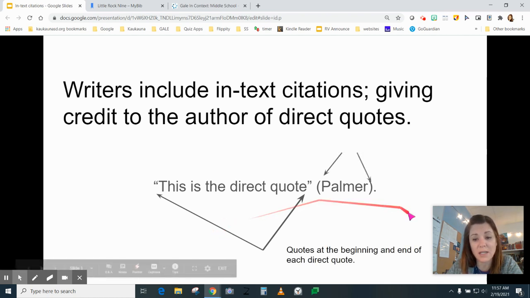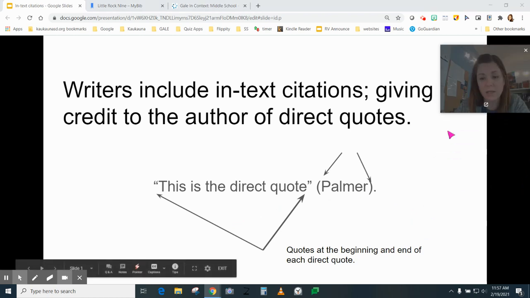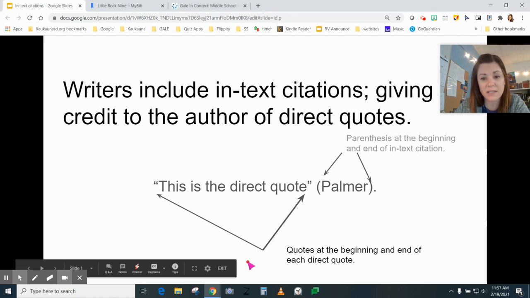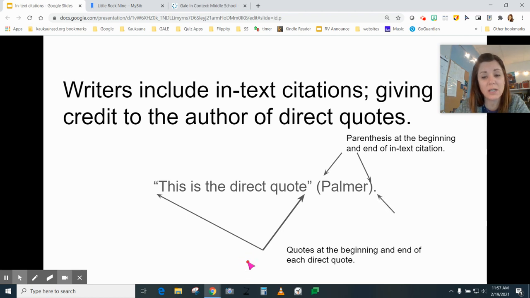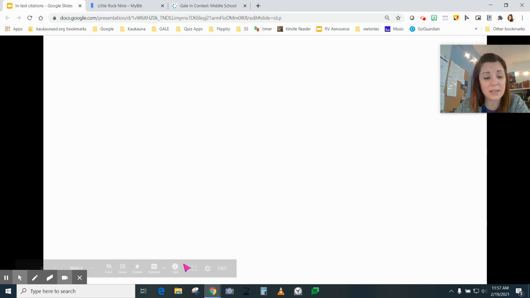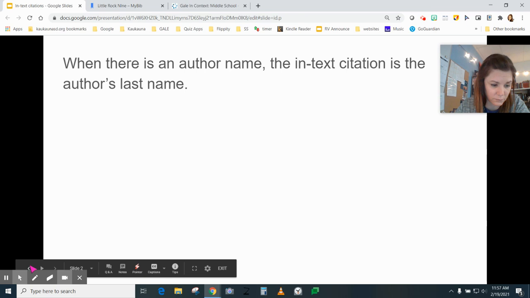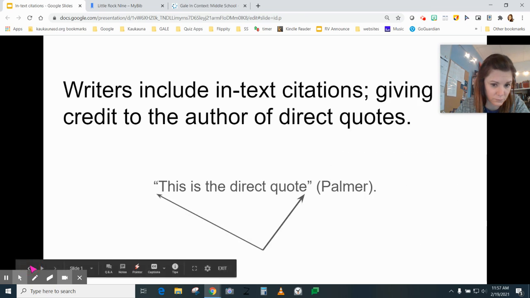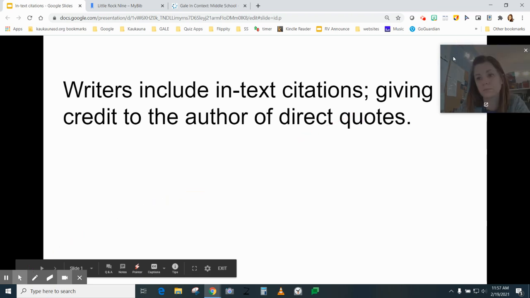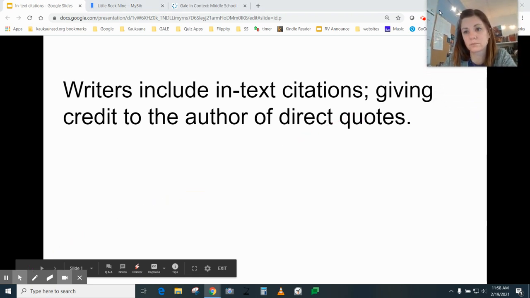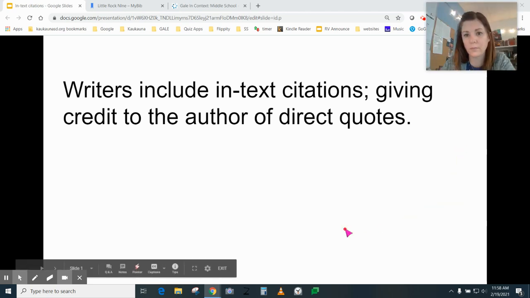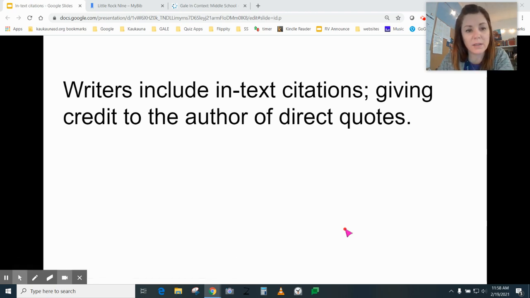Then what happens is you place parentheses at the beginning and end of an in-text citation. Writers include in-text citations when writing.